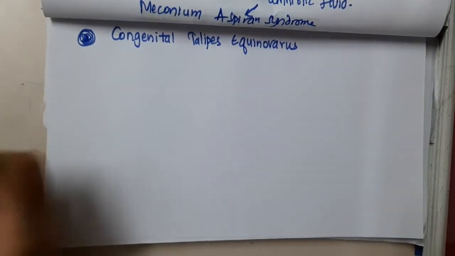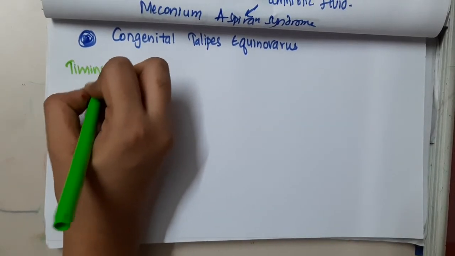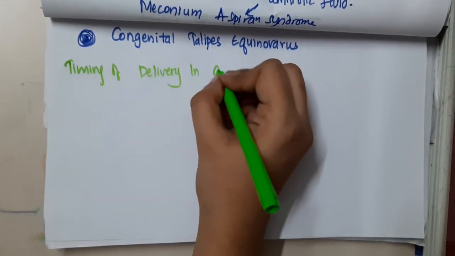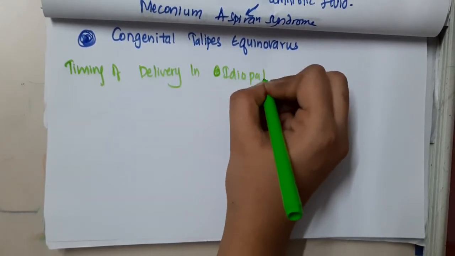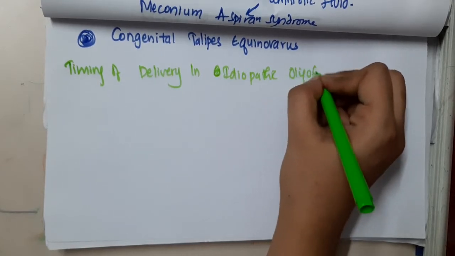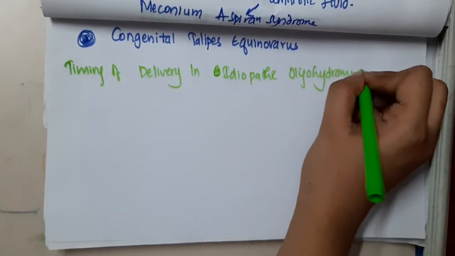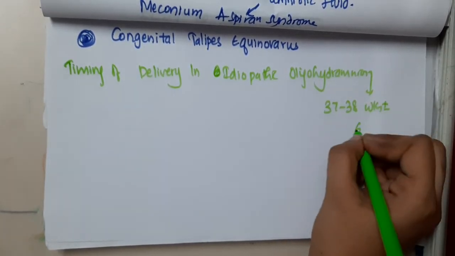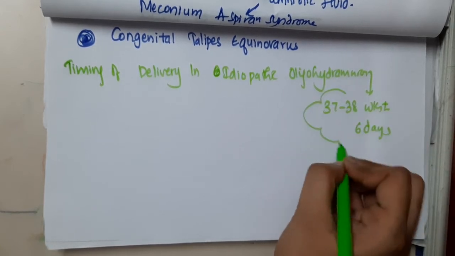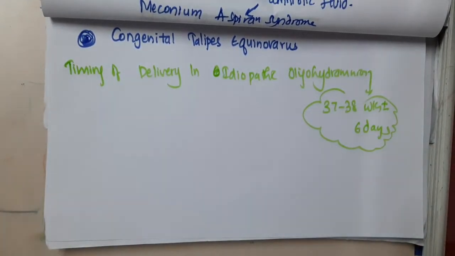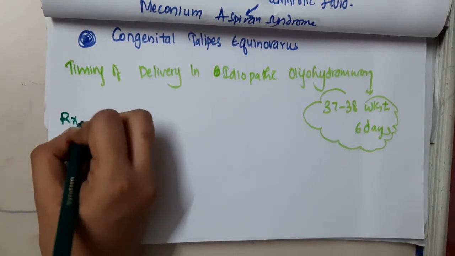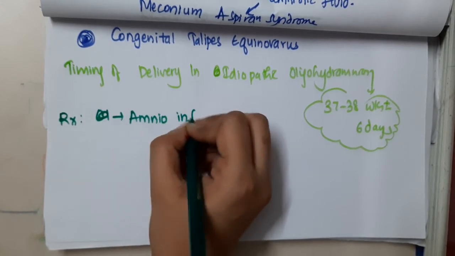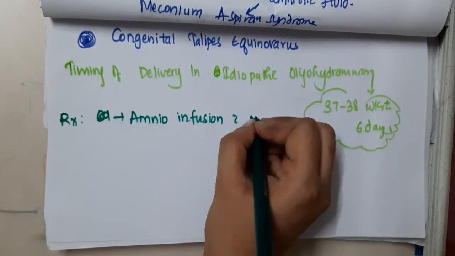Now, what is the timing of delivery, which is important. The timing of delivery in idiopathic oligohydramnios is 37 to 38 weeks plus or minus 6 days. Now, how are you going to treat oligohydramnios? For treatment, first you should give amnioinfusion with normal saline.